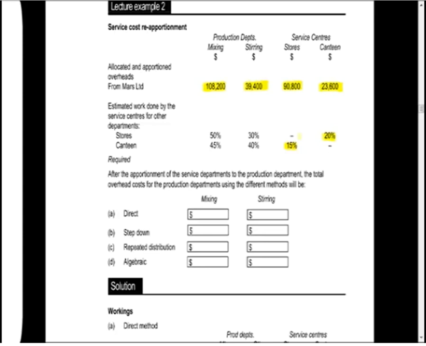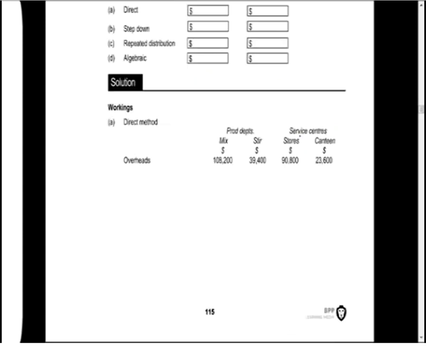So we're starting off then with the direct method. In the exam, you wouldn't have to do the allocation and apportionment and then the reapportionment in one question that had as much complexity as this one, but it's important to illustrate all of the steps. So with the direct method, first of all then, we're going to assume that the stores and the canteen don't do any work for one another, or we can ignore it. So it doesn't matter which one we do first.